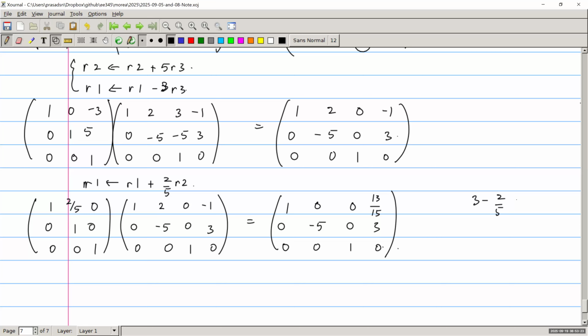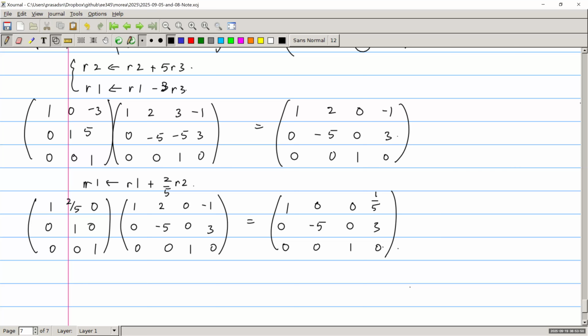Negative 1. Oh, plus row 2. Yeah, you're right. 6 over 5 minus 1, that's right. Thank you, Jacob. We multiply this by 2 fifth. So 6 over 5 minus 1, so 1 fifth plus 1 fifth. Right. Okay, thank you.